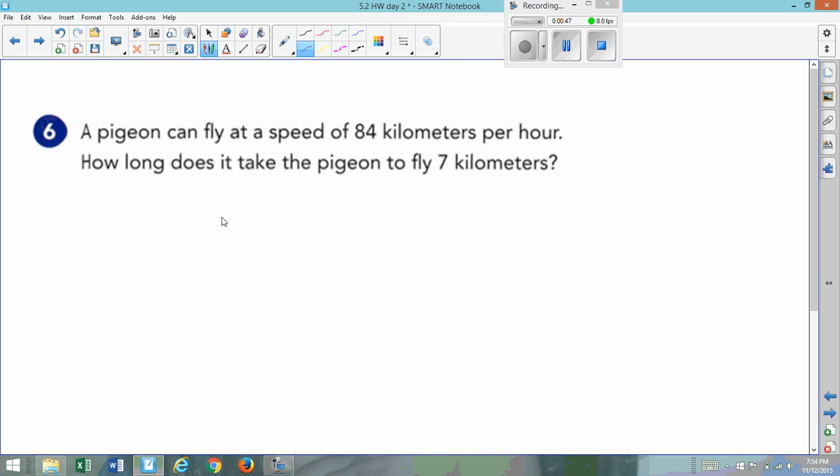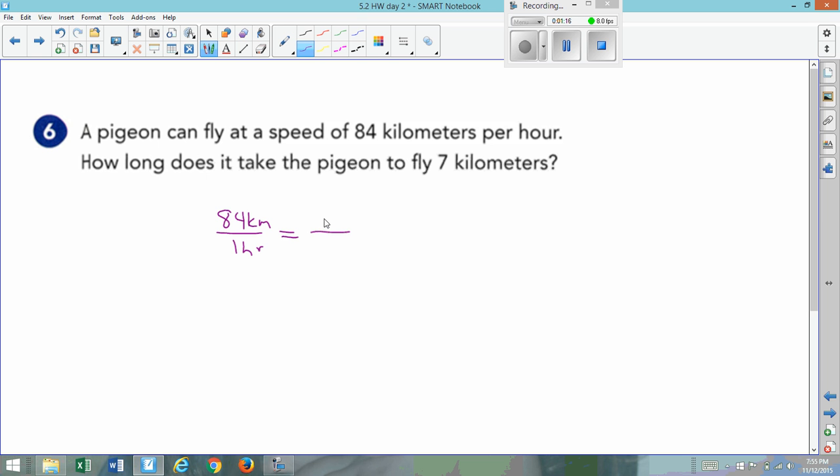A pigeon can fly at a speed of 84 kilometers per hour. How long does it take for the pigeon to fly 7 kilometers? So this is where labeling helps out a lot. 84 kilometers per 1 hour. That's the rate that it's traveling. Equals how long does it take the pigeon to fly 7 kilometers?